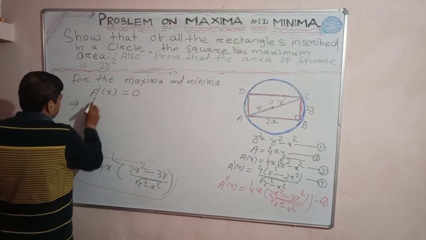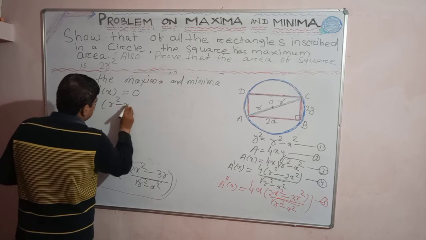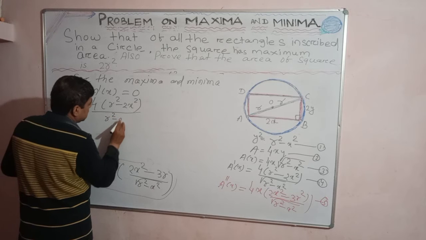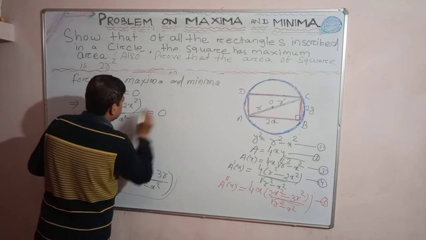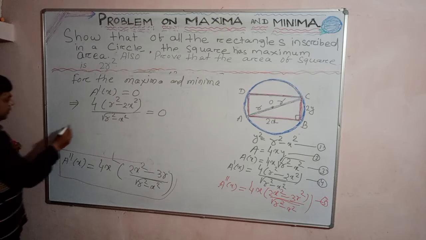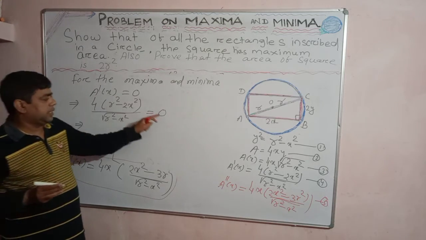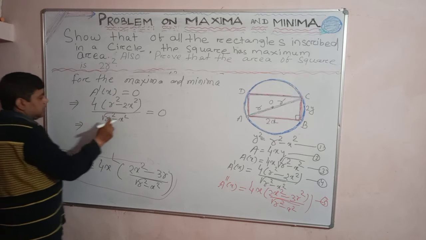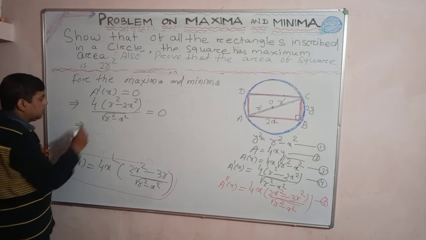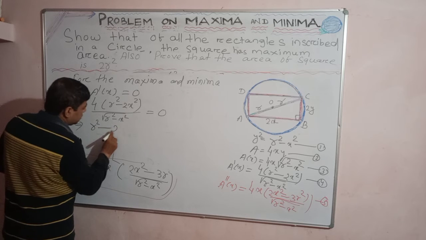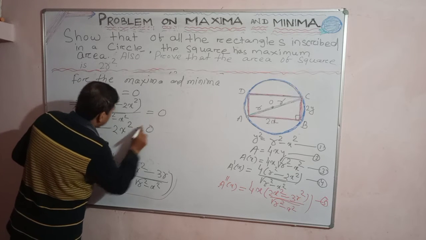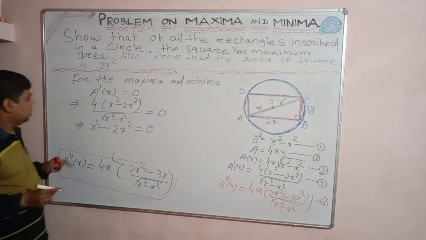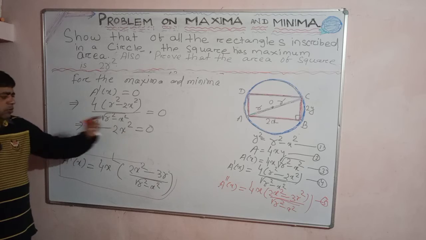Okay, so 4 into (r square minus 2x square) upon the square root of (r square minus x square) is equal to 0. That implies 4 goes to the right side, so it will be 0. The denominator, root over r square minus x square, is also transposed to the right hand side and multiplied, giving 0 into root of (r square minus x square). So the remaining factor will be r square minus 2x square is equal to 0.